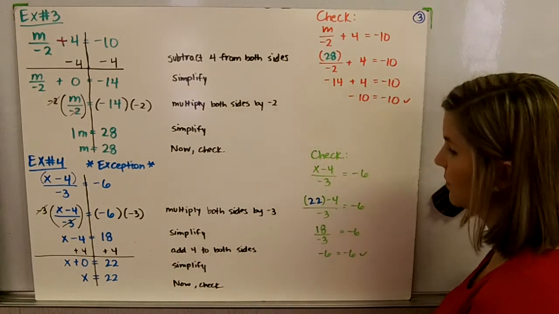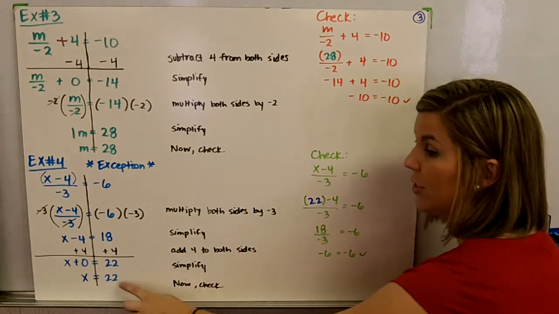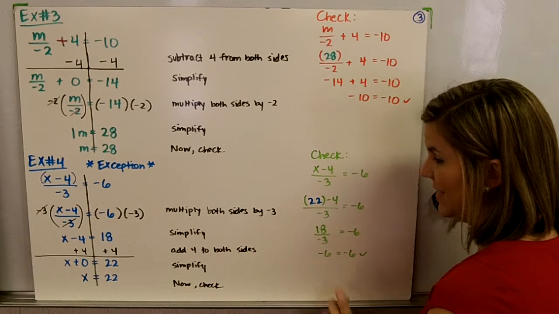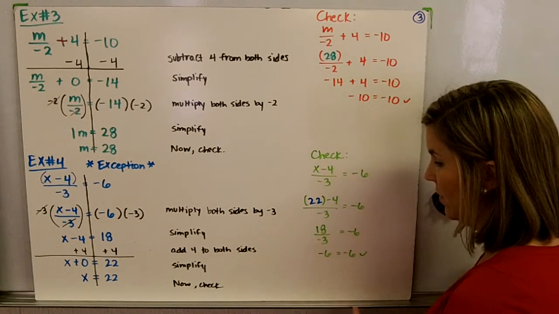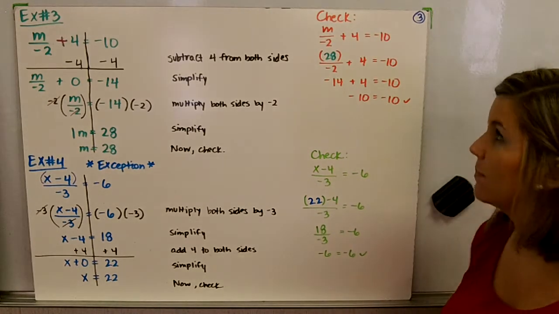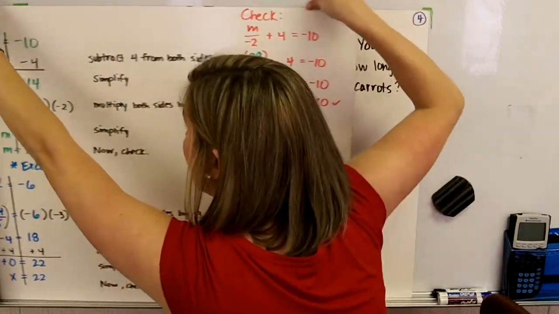Now you can check. Copy your original problem, take the x out, and put your answer in inside parentheses. So 22 minus 4 is 18, divided by negative 3 is negative 6. Negative 6 equals negative 6. All right. And we're going to do one final problem.